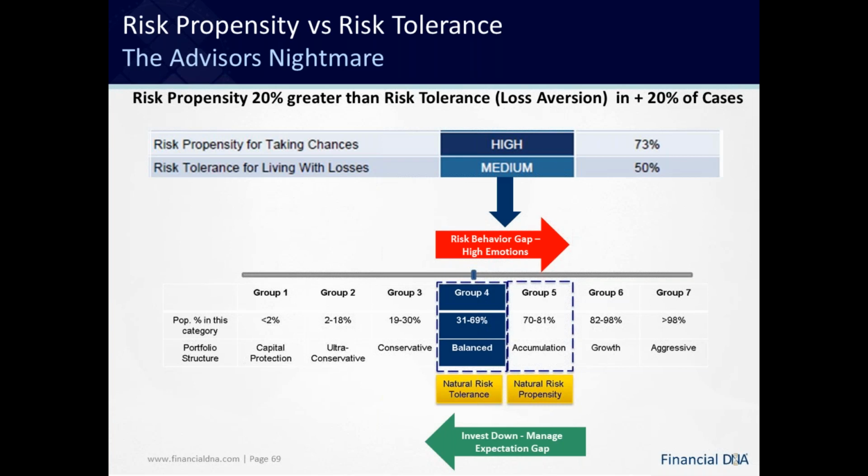And here's what I would call, in this graphic here, the advisor nightmare, or the Molotov cocktail, where the client's risk propensity for taking chances is far higher than the risk tolerance for living with the losses. So this is the type of client that will jump into something, but then will feel emotionally hurt when it doesn't work out.